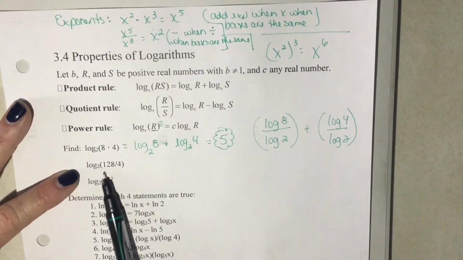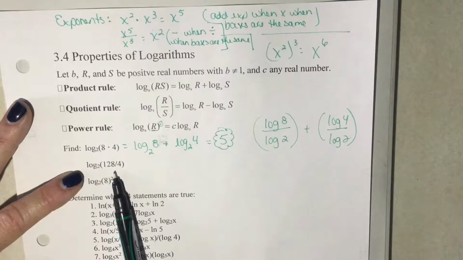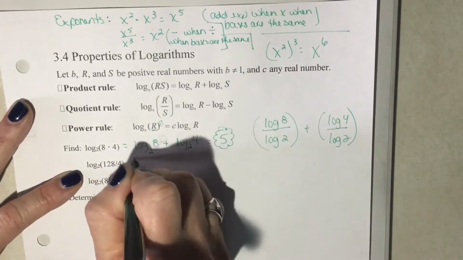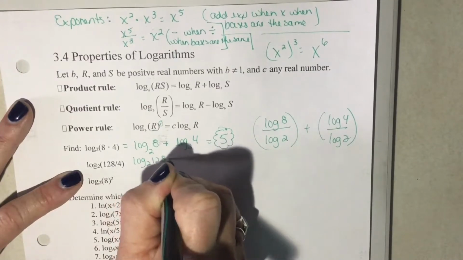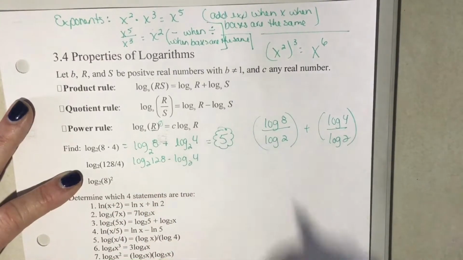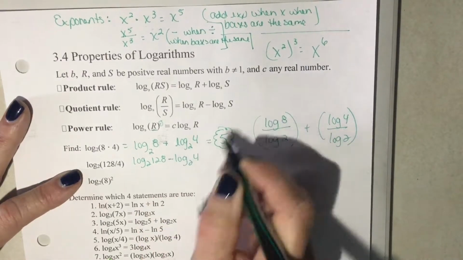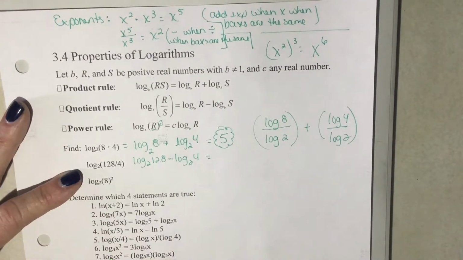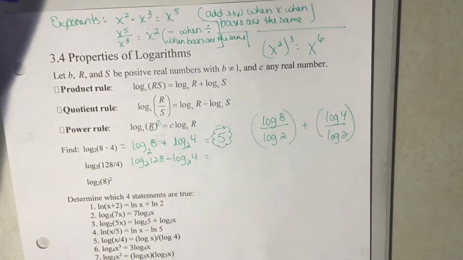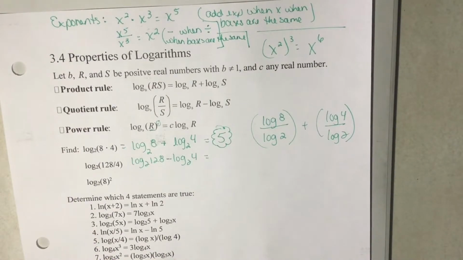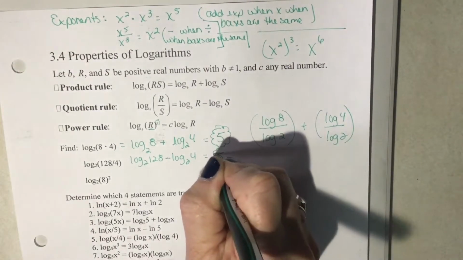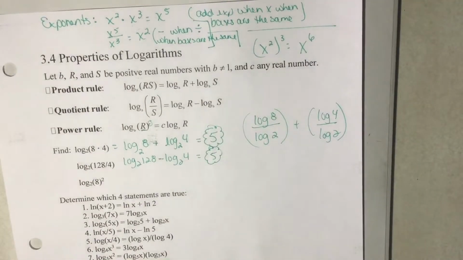Okay, second one. We have a division problem. Division means subtraction. So log base 2 of 128 minus log base 2 of 4. And again, some do the subtraction, some do the division. We should be coming up with the same answer. And that answer is 5 again.